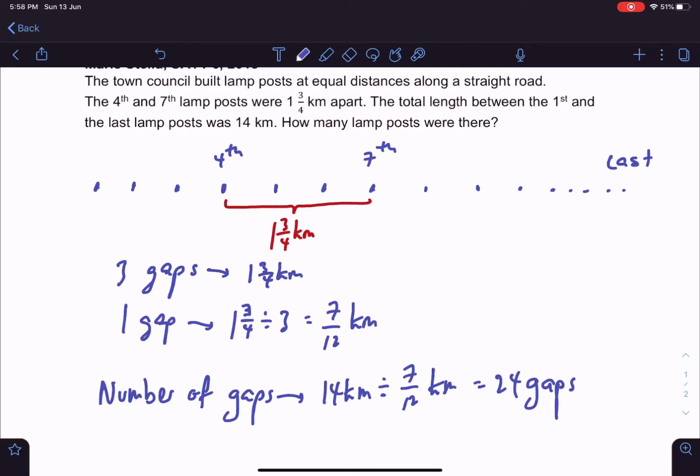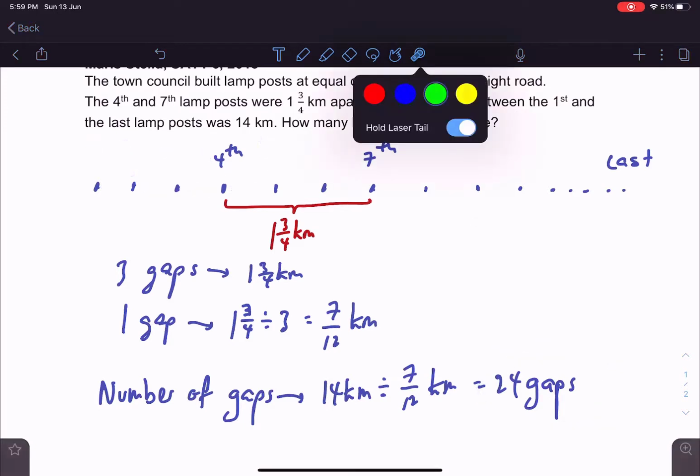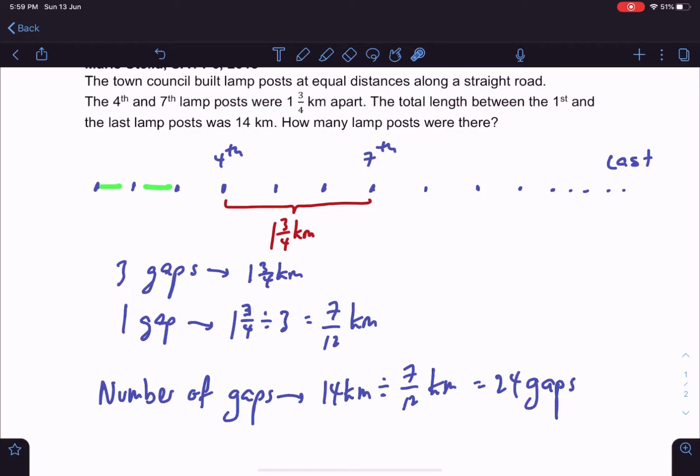This is a trick. The last step, you must be very careful in such a question. Why? Look at the drawing over here. When you have one gap, you will have 2 lampposts. When you have 2 gaps, you will have 3 lampposts. When you have 4 gaps, 1, 2, 3, 4 gaps, you will have 1, 2, 3, 4, 5 lampposts. So if you are covering 24 gaps, you will have 25 lampposts. Let me repeat that. The number of gaps will be 1 less than the number of lampposts.